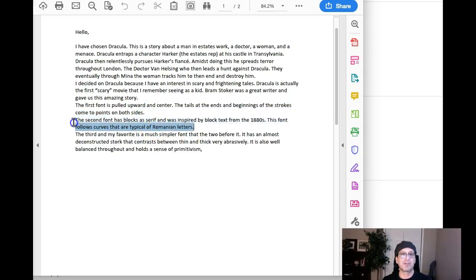Conversely, the same thing here and here. Describe exactly what the connection is to the story. Here you're saying it's typical of Romanian letters, but what does that mean to the story? So really describe that. Now, I believe Transylvania is in Romania. Is that correct? But let your viewer know. Assume that your viewer has absolutely no pre-existing knowledge whatsoever, and really describe as thoroughly as you possibly can.